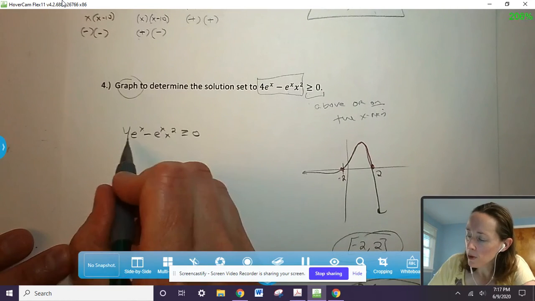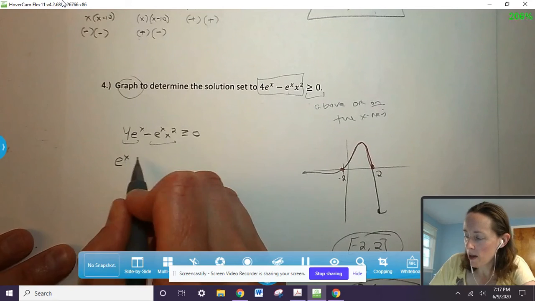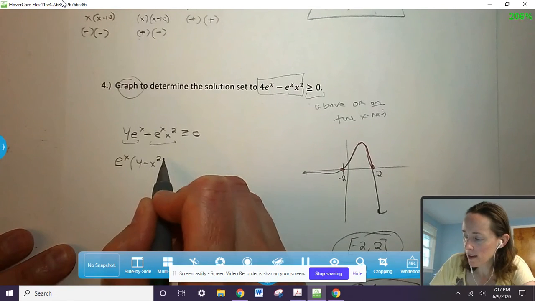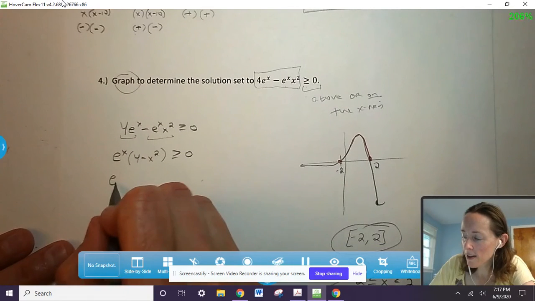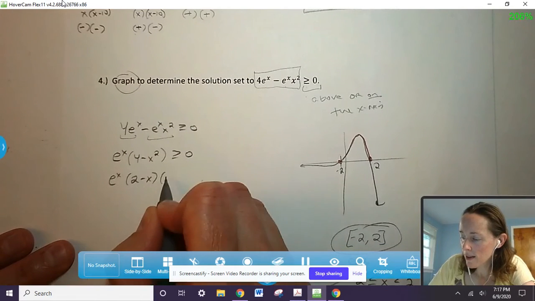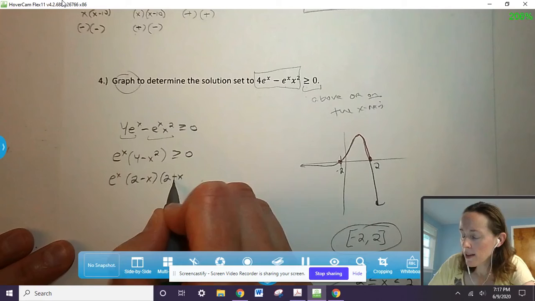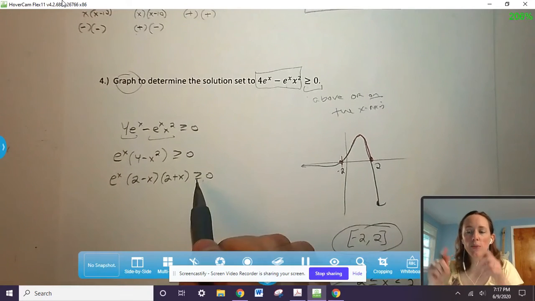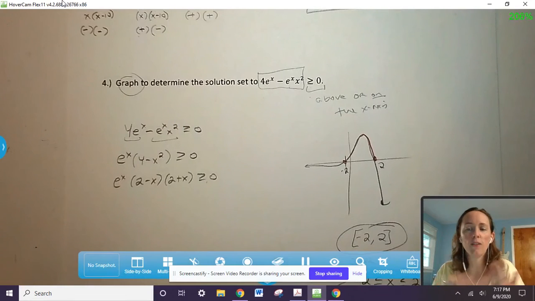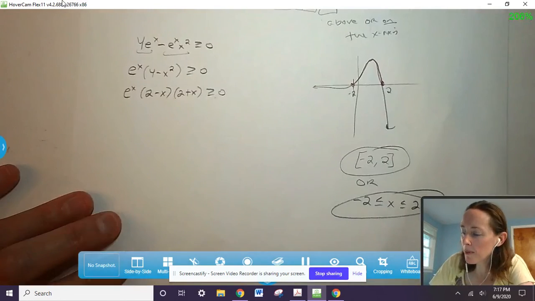This term and this term both have an e to the x. So I'm going to take out the e to the x. And then I have a difference of 2 squares. And we can't set each factor equal to 0 because it's an inequality. So just like we can't take the square root of both sides because it's an inequality, even if we wanted to. What we need to do instead is we need to make that number line.